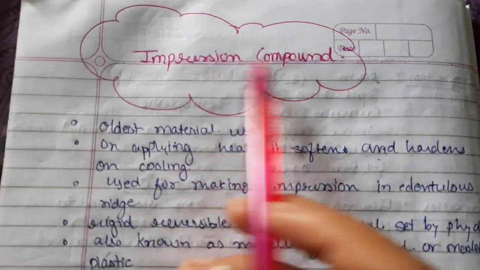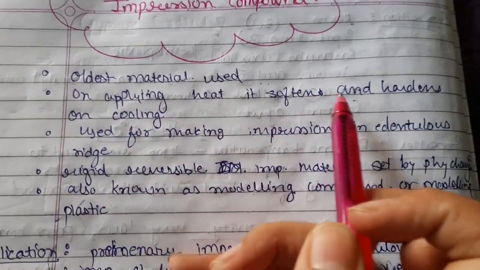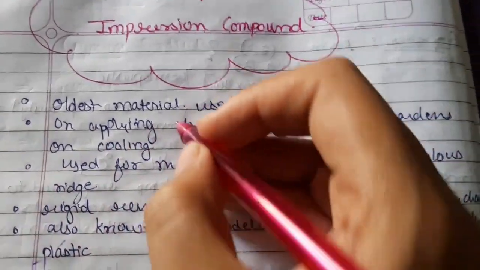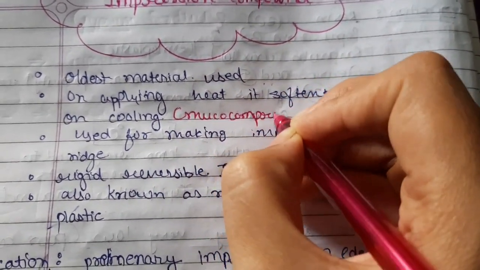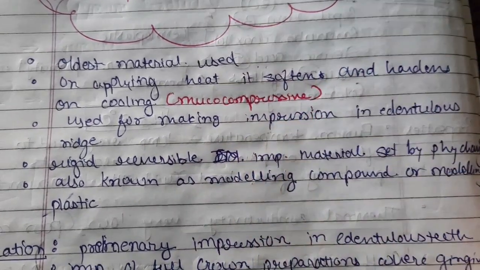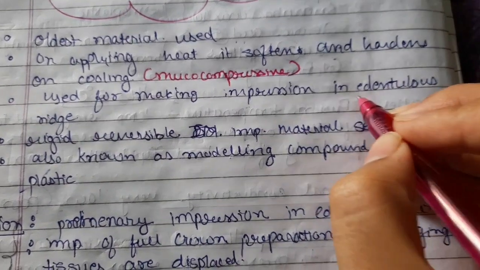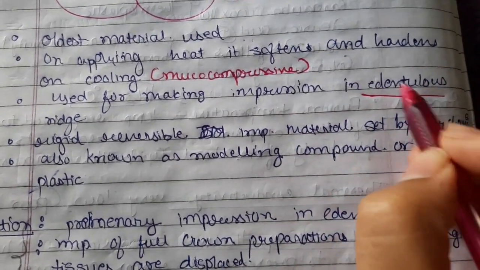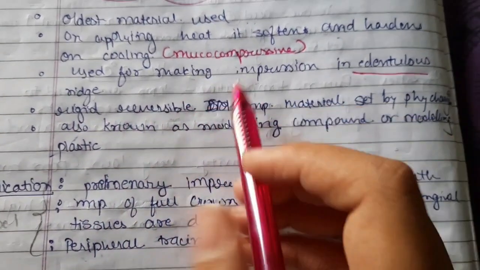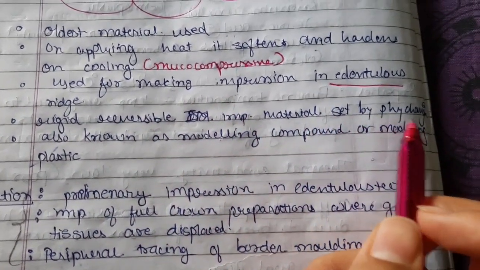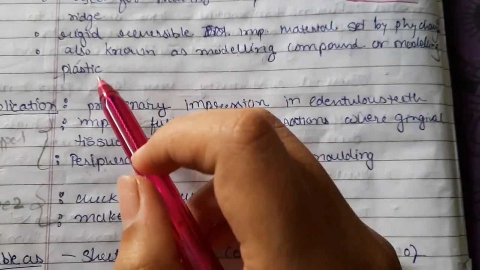Impression compounds are the oldest material used in dentistry. On applying heat it softens and hardens on cooling, thus they are mucocompressive materials. They are used for making impressions in edentulous ridges, meaning where teeth are not present. They are reversible impression materials that set by physical change, also known as modeling compound or modeling plastic.